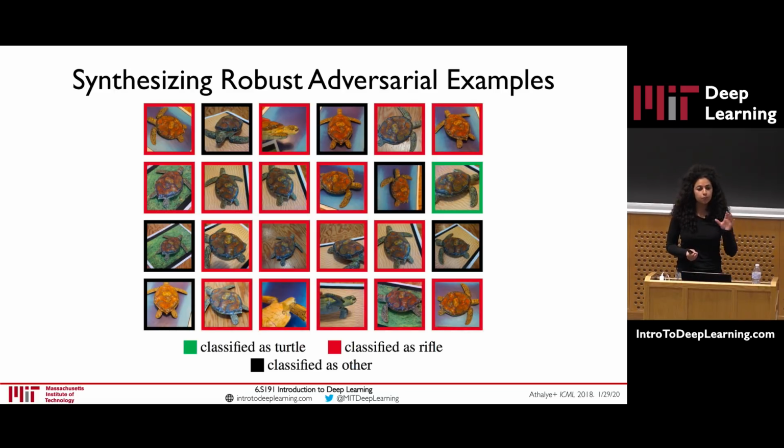And what was really cool is they moved beyond the 2D setting to the 3D setting, where they actually 3D printed physical objects that were designed to fool a neural network. And this was the first demonstration of actual adversarial examples that existed in the physical world, in the 3D world. And so here, they 3D printed a bunch of these adversarial turtles, and when they fed images of these turtles to a neural network trained to classify these images, the network incorrectly classified these adversarial examples as rifles rather than turtles.